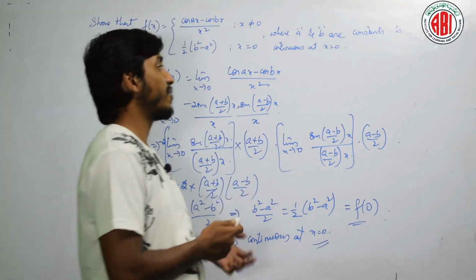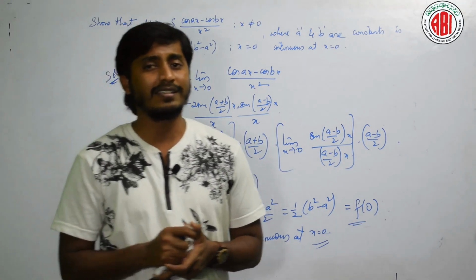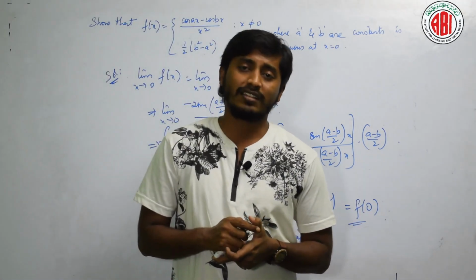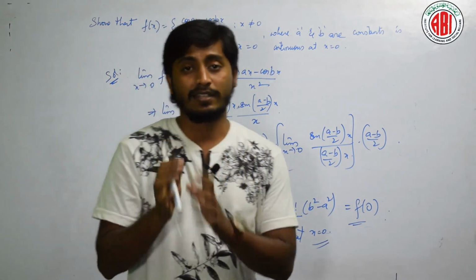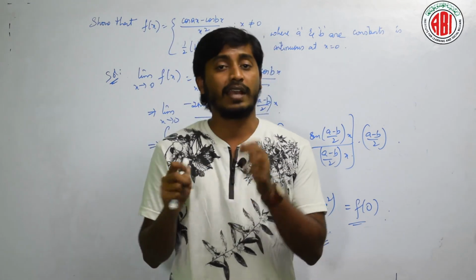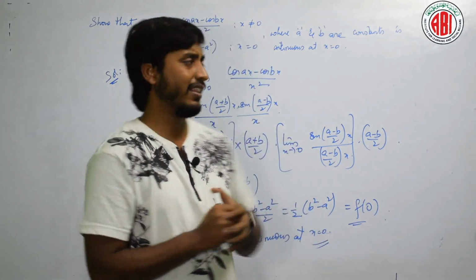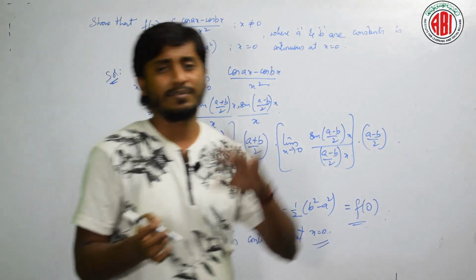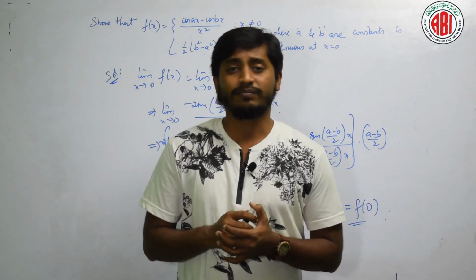Fine. With this problem we have ended the chapter limits and continuity. Hope it is easy and simple to understand. What do we have to remember? In the basics, the answer should not be in indeterminate form, and we have to remember all the basic rules of limits. And in continuity, I just have to substitute and compare LHL and RHL. Clear? Fine.